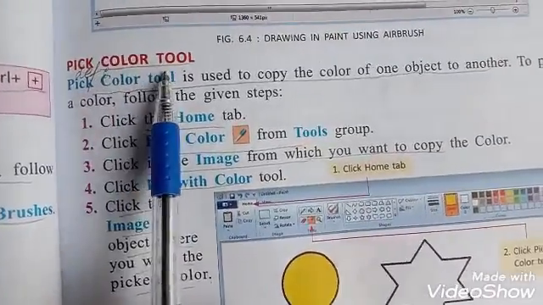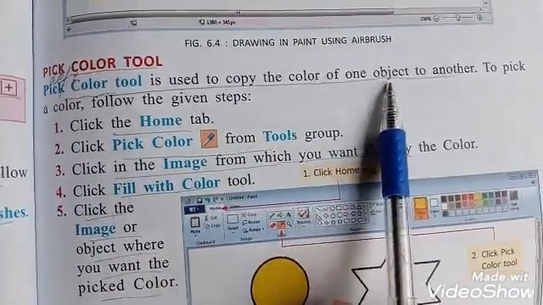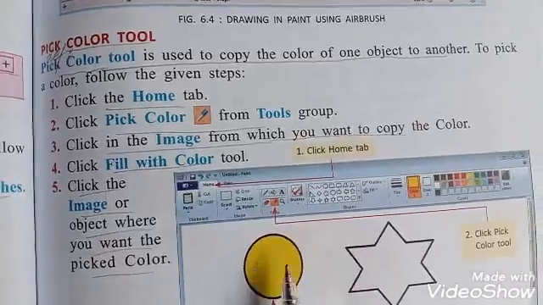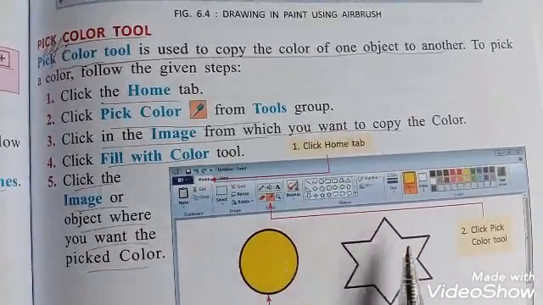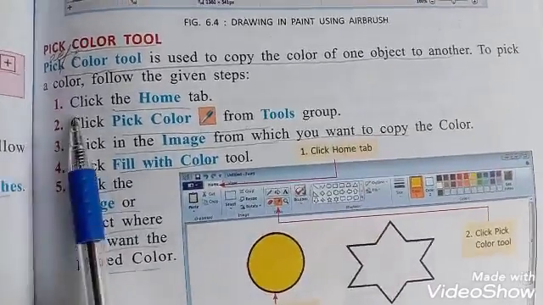Next one is pick color tool. Pick color tool is used to copy the color of one object to another. You can also copy this color in this object or picture. To pick a color, follow the given steps.